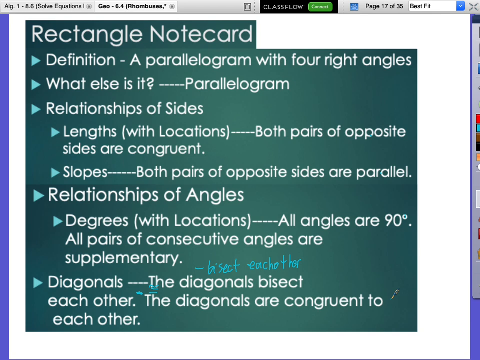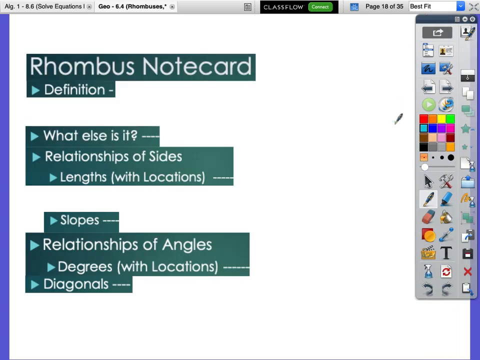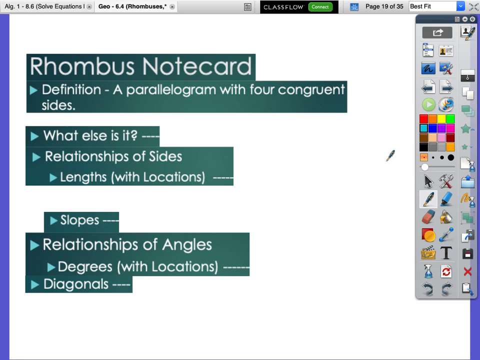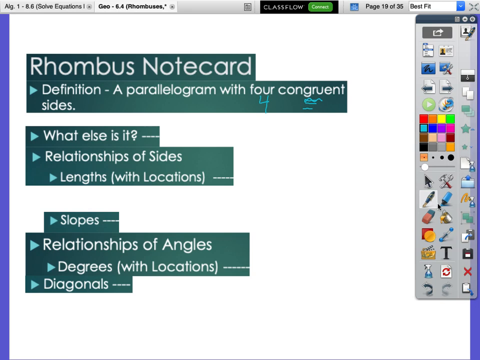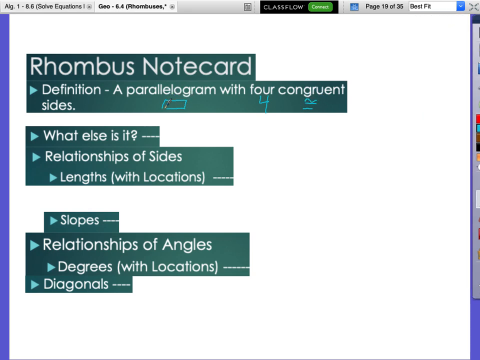Okay, let's go to that rhombus. Rhombus note card. Look at the first definition. It's a parallelogram with 4 congruent sides. Once again, shorten down 4, and you get the congruent symbol. Can we just write parallelogram? It has to have 4 congruent sides. That's a very important part of the definition. Because it's not just a parallelogram. Now, what else is it? So this is the definition.